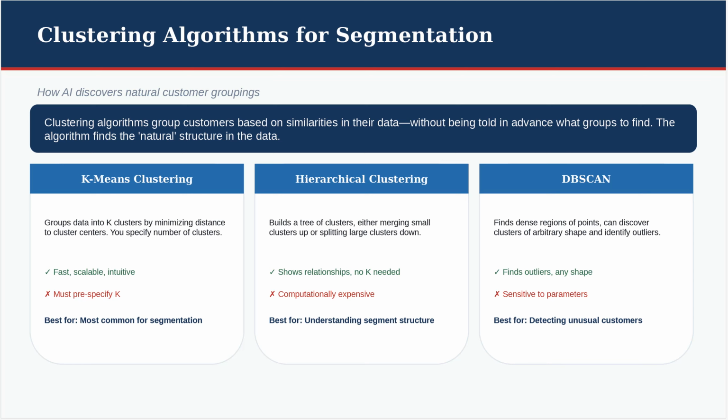The third one is DBSCAN. It finds dense regions of points. It can discover clusters of different shapes and identify outliers. DBSCAN is really good at finding outliers or finding any shape, but it is very sensitive to parameters. It is best for detecting unusual customers. Hierarchical clustering is best for understanding segment structure. Okay.